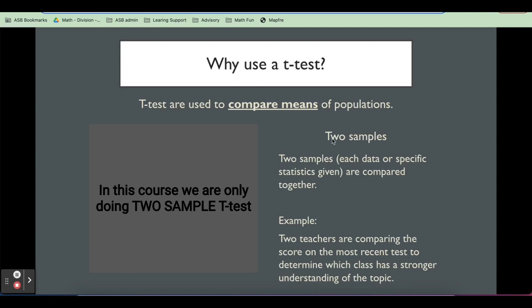And then a two sample t-test, well, we're looking at two separate samples. We collect their data or we're given information about both of these and we compare them with each other. So an example of that is two teachers comparing the scores on the most recent test to determine which class has the stronger understanding of this topic. So the difference between these two is just if you have one sample that the data is given for or you have two. So it's going to be a little bit different for the calculator use, but in both cases, our goal is comparing the means of our populations.